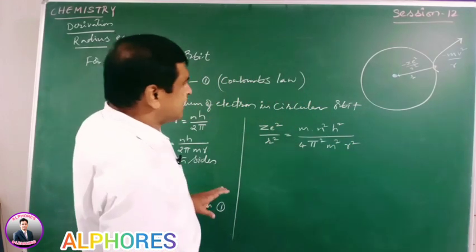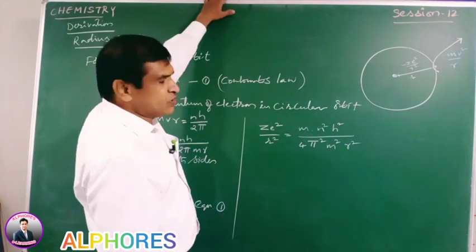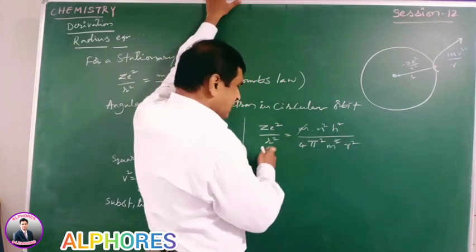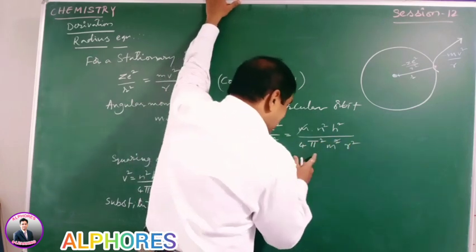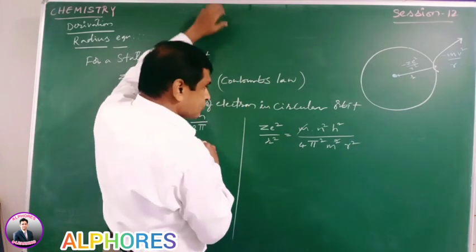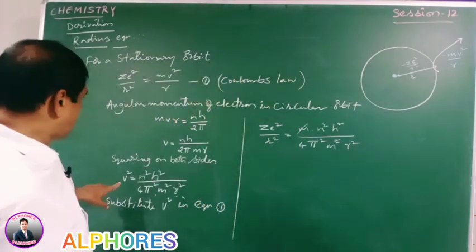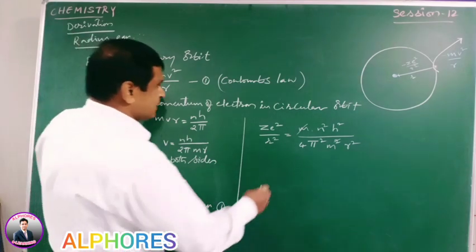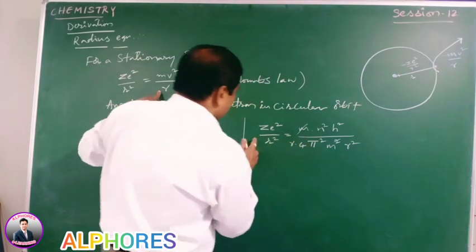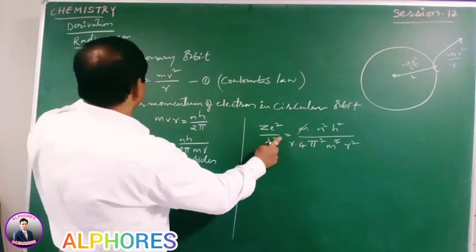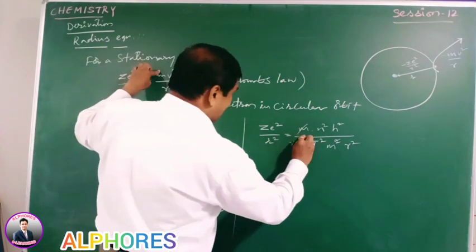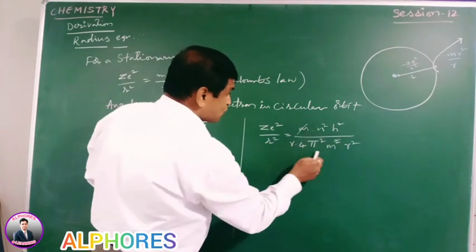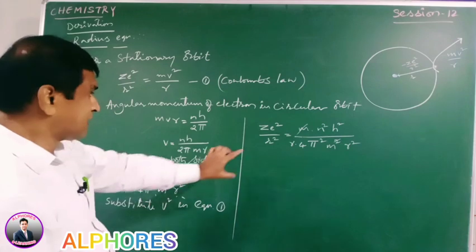Okay, see that the similar terms can be cancelled on opposite sides. That is, 1 mass of the electron and 1 mass is cancelled. R square cancelled. Then let us take out r. This is z square by r square, that is equal to m by r. Okay, m by r. The entire thing is v square.